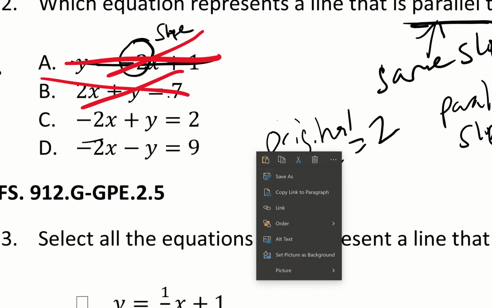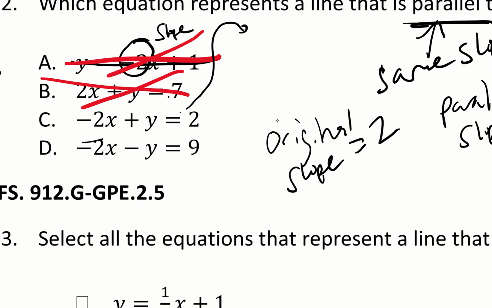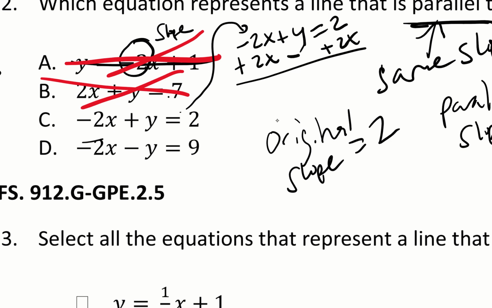So now let's go ahead and do this one. -2x plus y equals 2. Add 2x to both sides to get rid of that -2x. So y equals 2x plus 2. This is correct. The slope is 2. That's what we want.